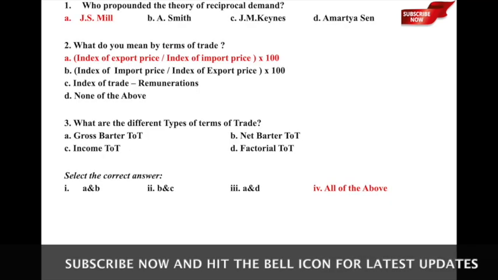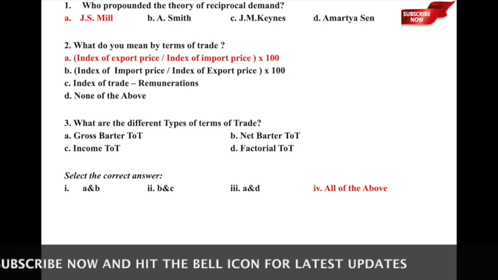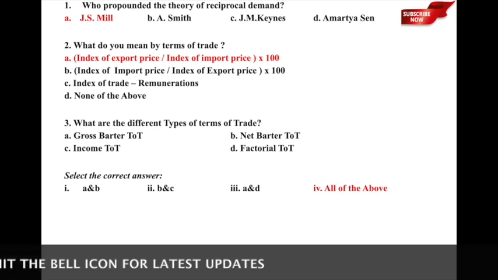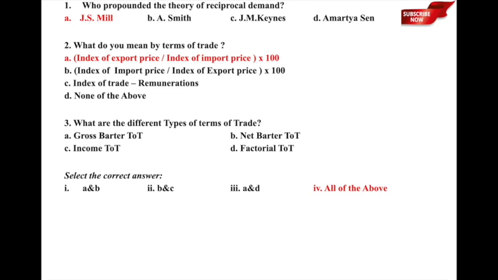The first question is, who propounded the theory of reciprocal demand? And the underlying options are A. J.S. Mill, B. Adam Smith, C. John Maynard Keynes, and D. Amartya Sen. So here the correct answer is option A. J.S. Mill propounded the theory of reciprocal demand.